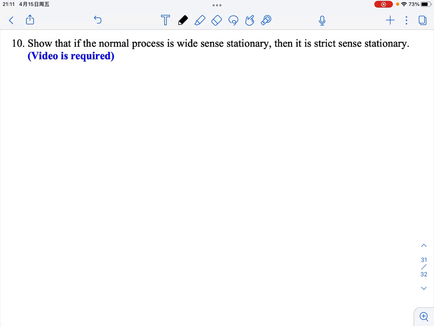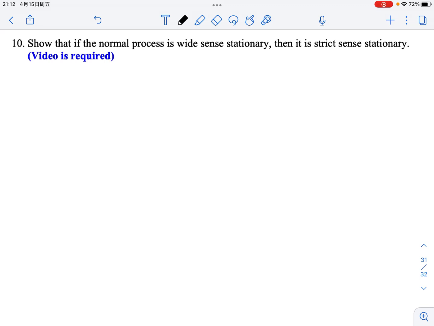Hello, welcome to the explanation video for question number 10 in homework 8. This question gives us a normal process, and it wants us to show that if a normal process is wide-sense stationary, then it should be strict-sense stationary.